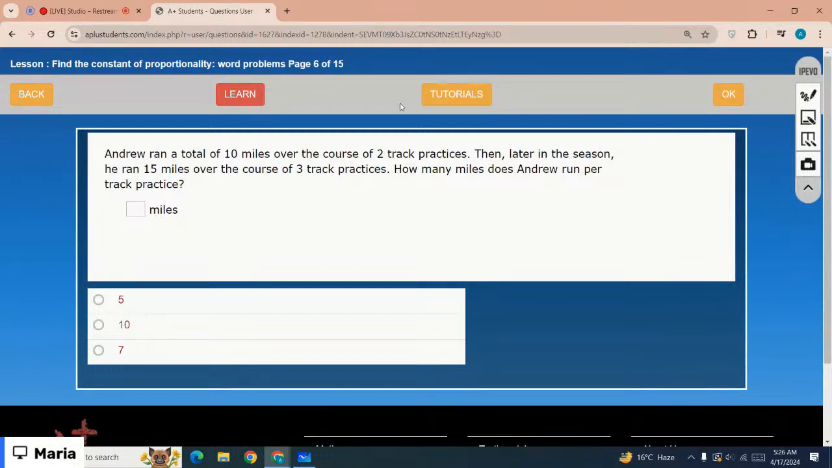5 miles, right? The correct option is 5. The constant of variation is 5, right?